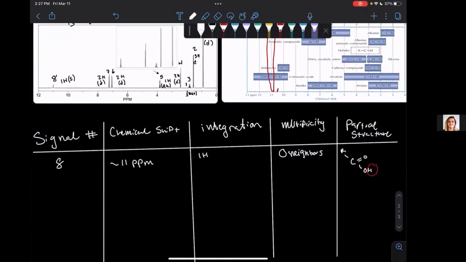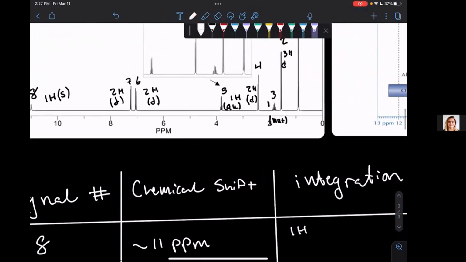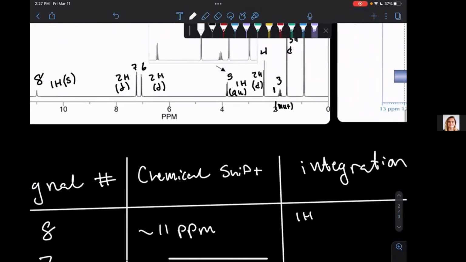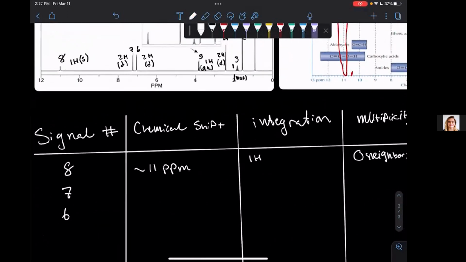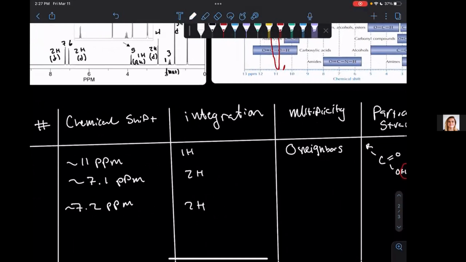We'll work on signal number 7 and number 6, which are very similar. As we can see, they're almost in the exact same place. One is just slightly more downfield than the other, but they're going to be pretty similar to look at. So they're both going to be at about 7.1 to roughly 7.2 ppm. So they both have 2H, and they're doublets, which means each hydrogen is next to only one neighbor. So 1, 1.